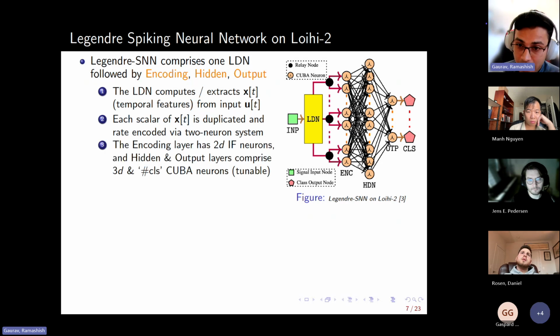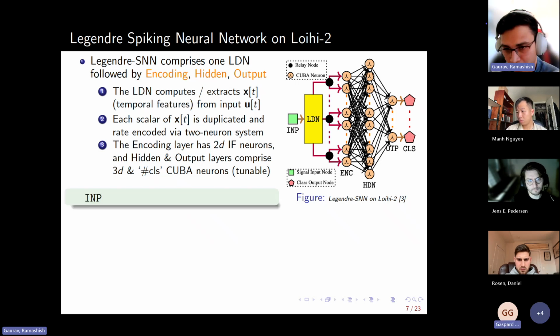The encoding layer has, by definition, only 2 times d integrate-and-fire neurons, and the hidden and output layers comprise 3 times d, and a number of Cuba neurons equal to the number of classes, respectively. These Cuba neurons are tunable in the sense that you can tune their voltage and current decays.